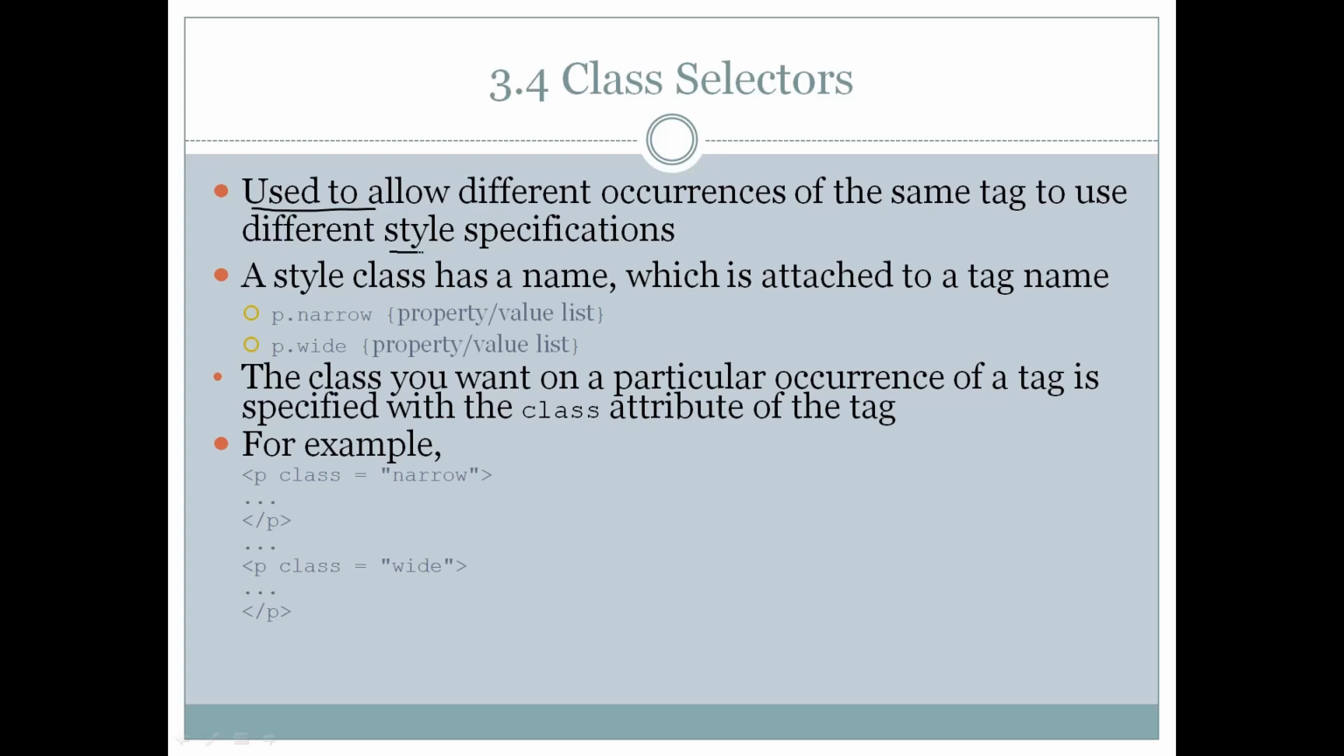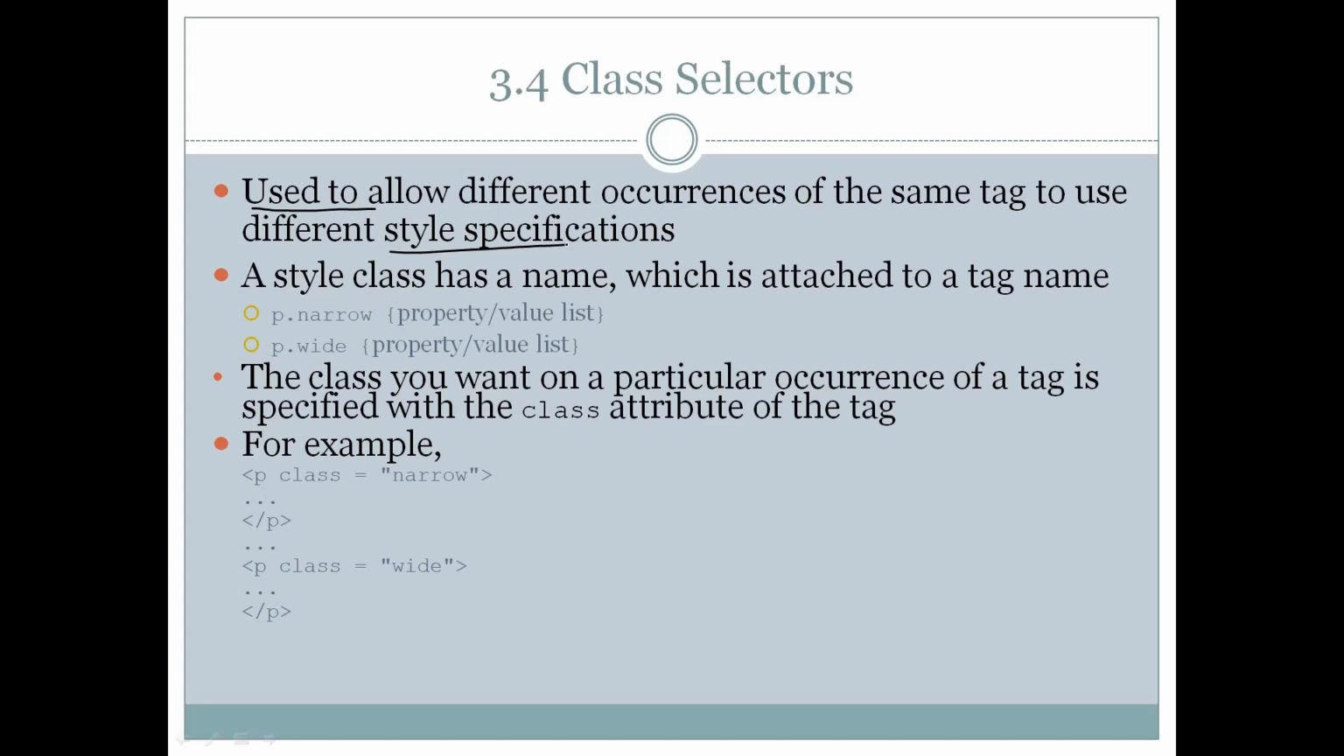A class selector is used to allow different occurrences of the same tag to use a different style specification. In case of a simple selector, the problem is, if I apply something to h1, the same formatting will be applied to all the h1s which appear in the complete document. But sometimes this is not desirable. We want to apply different styles to different heading tags which appear in the document. For example, the first 2 or 3 h1 tags should have one color, and the h1 tags below them should have a different color.